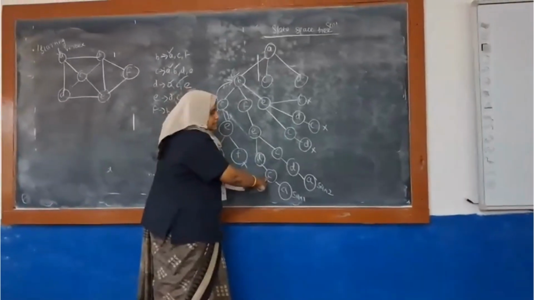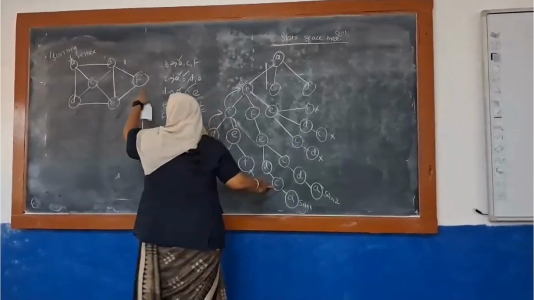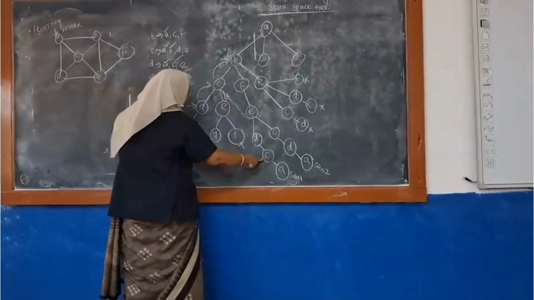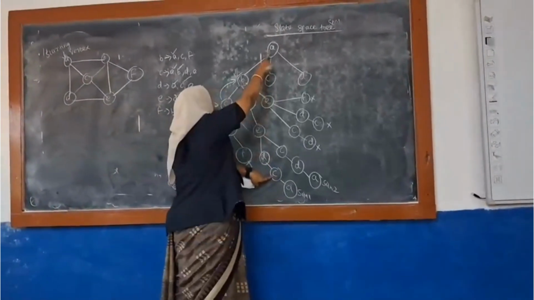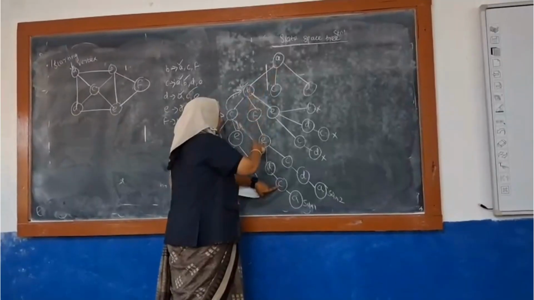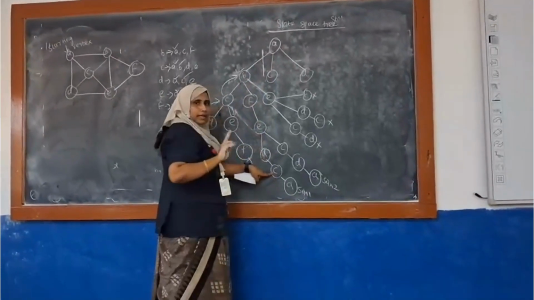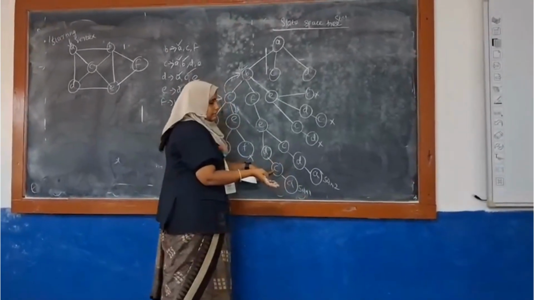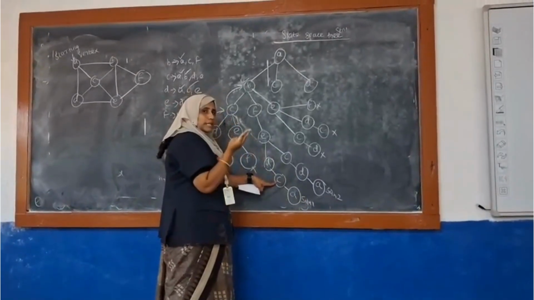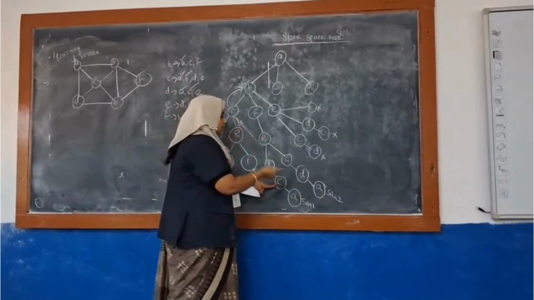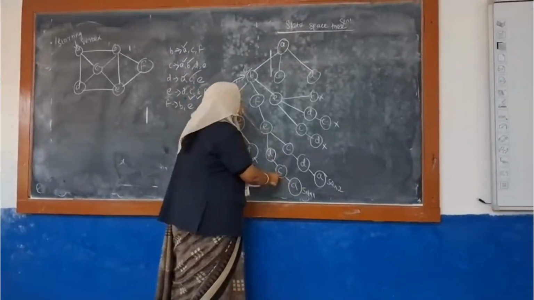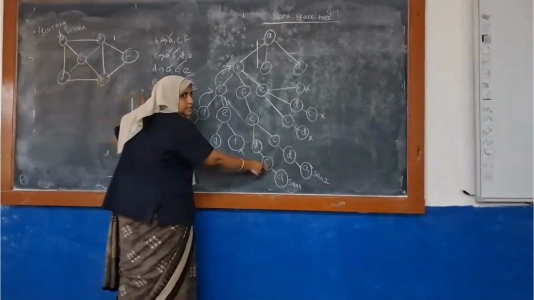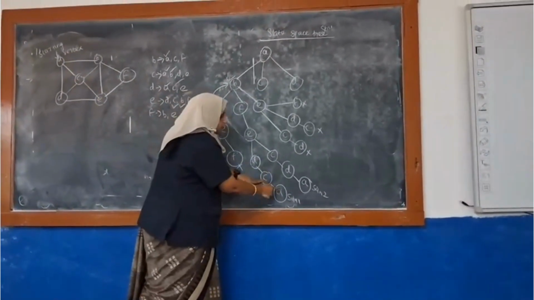So I'm taking C. So from this C where can you go? A, B, D, E. Okay. So already I am having A, B, D, E. So there are no more neighbors. So next thing I have to check is to go to the starting vertex. What is the starting vertex? A. So I am going to check whether I can go from C to A. Yes, it is possible. I can go from C to A.